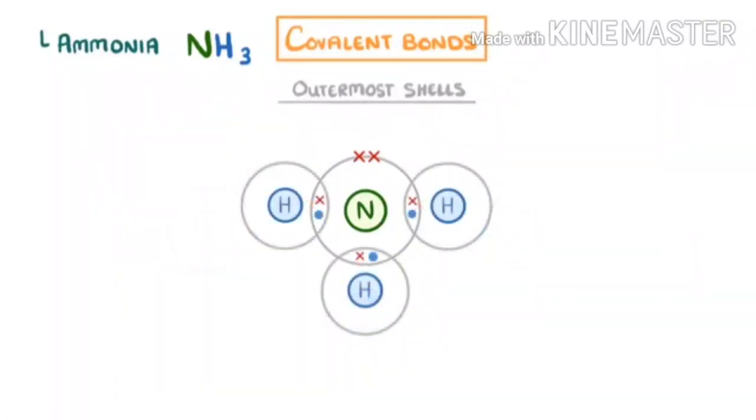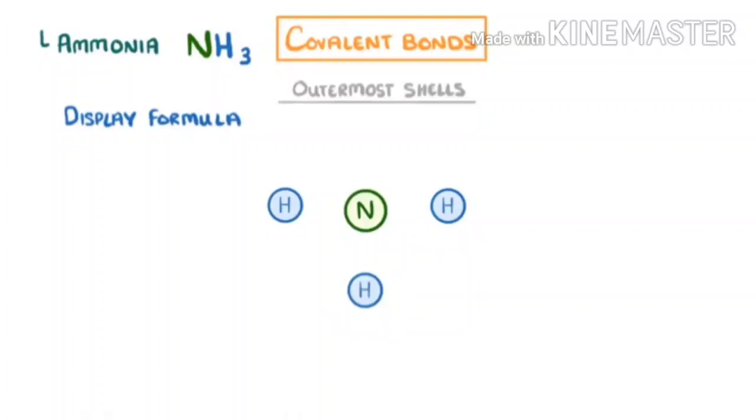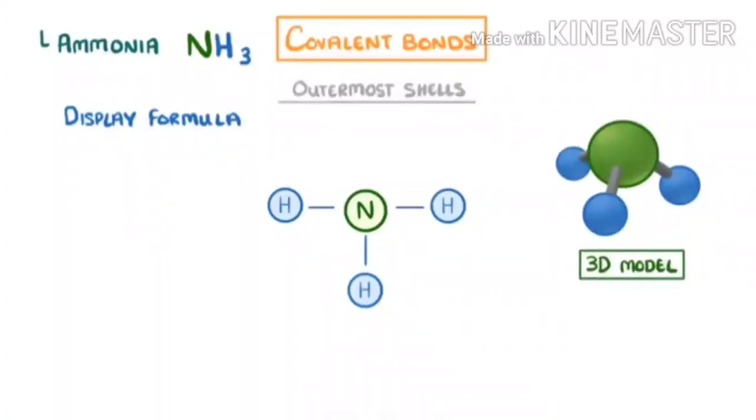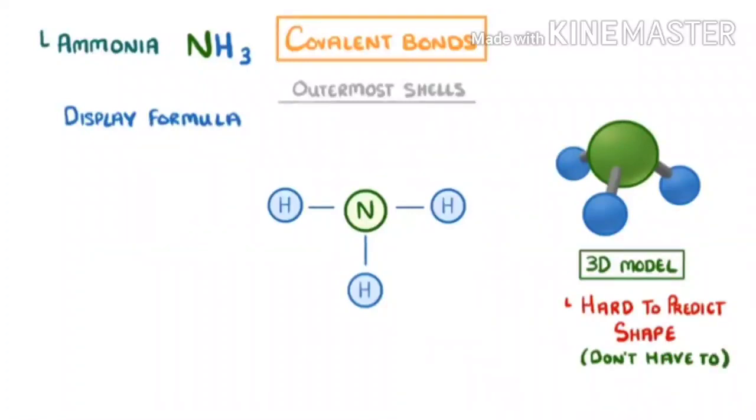Here, in the nitrogen atom, valence electrons are present in the second shell, whereas in the hydrogen atom, valence electrons are in the first shell. So the molecular formula for the ammonia molecule is NH3, and it has one lone pair of electrons, which is also known as non-bonding electrons. The three-dimensional structure for ammonia is hard to display.